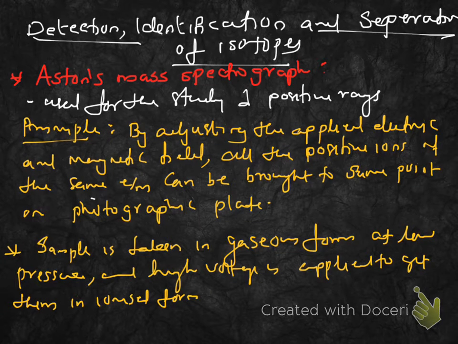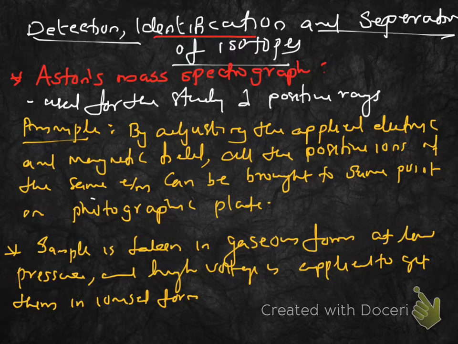Today we have detection, identification and separation of isotopes. Isotopes are atoms of the same elements but they have different mass. Example, hydrogen can have isotopes of protium, deuterium, tritium. Chlorine has chlorine 35 and 37, and many other elements also have isotopes.